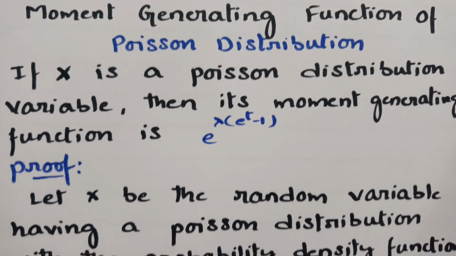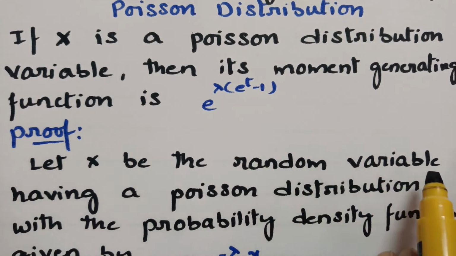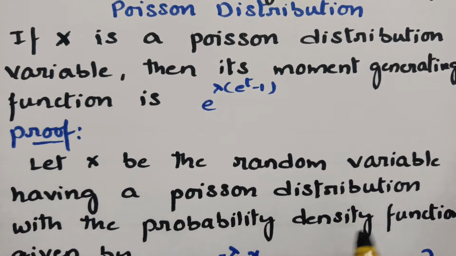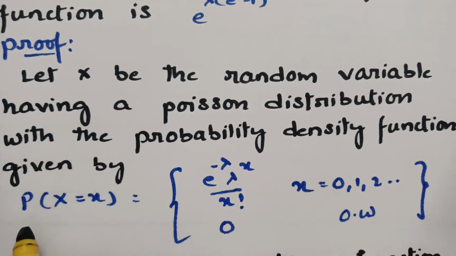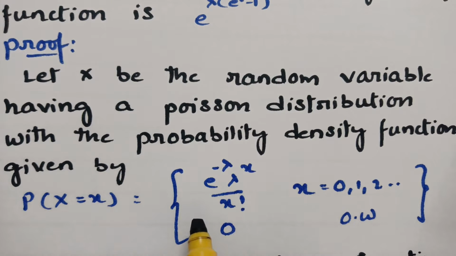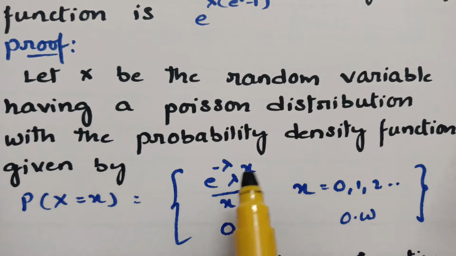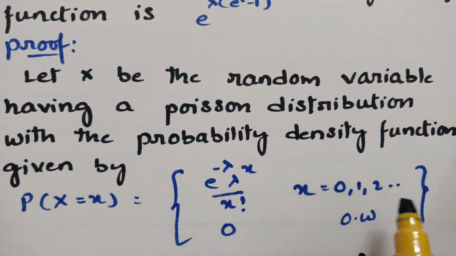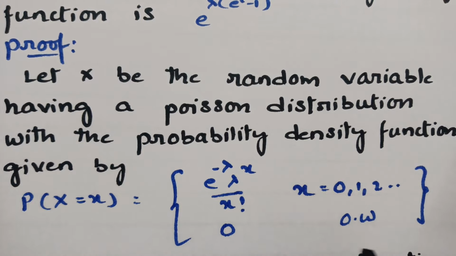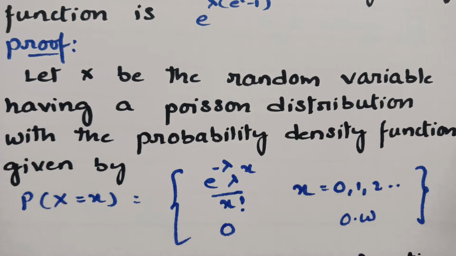See, the proof of this one is, let X be a random variable having a Poisson distribution with the probability density function given as probability of X equal to x is e power minus lambda lambda power x by x factorial, where x lies in 0, 1, 2, 3 and so on, and 0 otherwise. So this is the probability density function of a Poisson distribution.